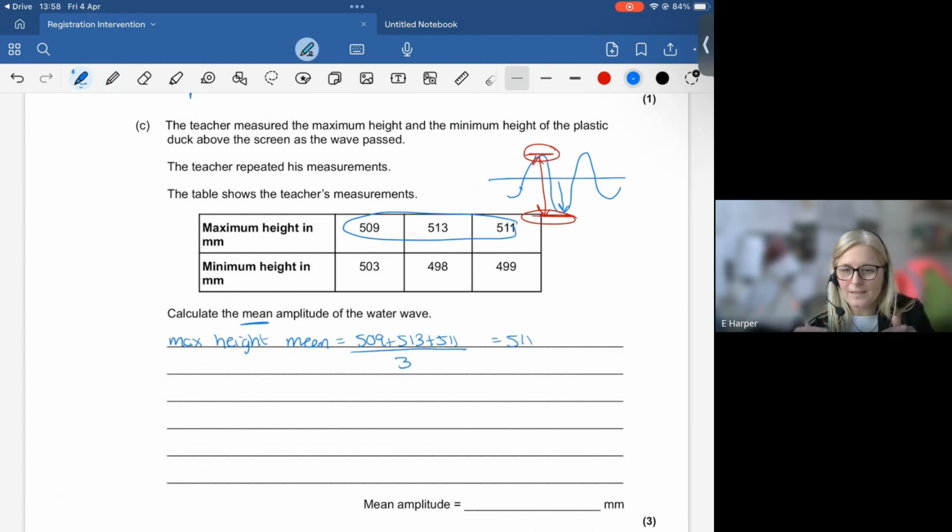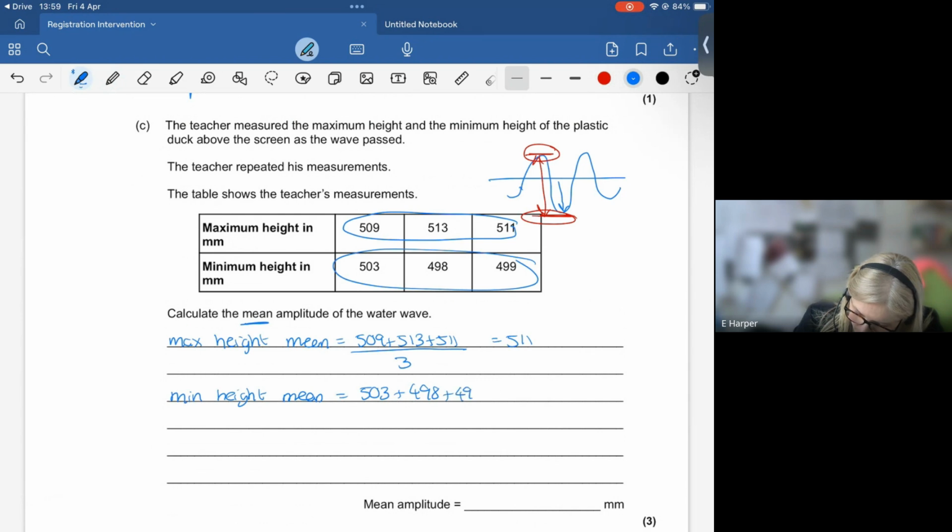Just remember to press equals before you press the divide by 3. You can always ask your maths teacher about BIDMAS and why it won't work if you don't. But make sure you add them all, press equals, then divide by 3, or use brackets. Then we're going to do the same for the minimum height. Going to add the three minimums together. Remembering to press equals now before I divide by 3.